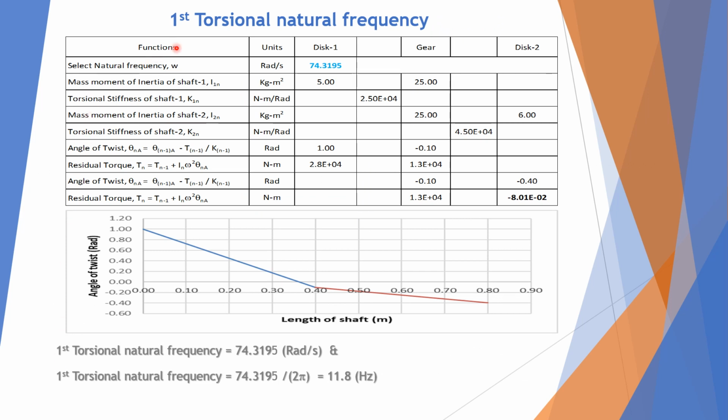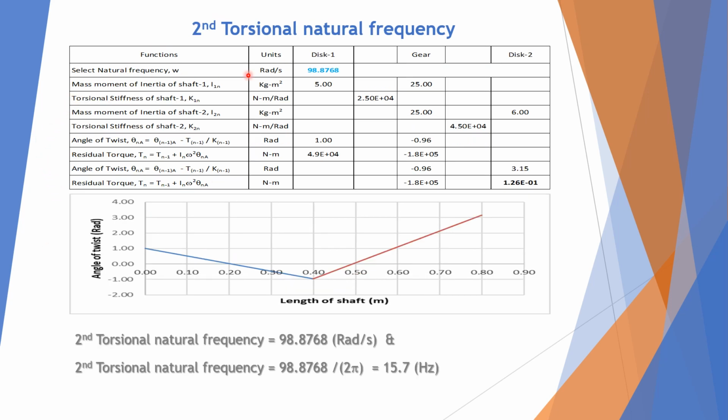Now the first torsional natural frequency is coming as 74.3195 radian per second, which is equal to 11.8 Hertz, and this is a mode shape for the first torsion natural frequency of group of shaft.